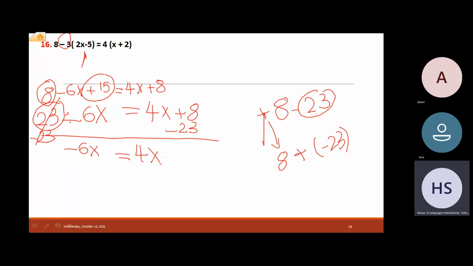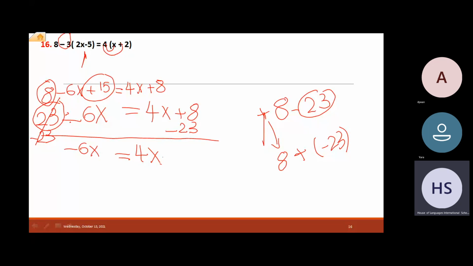So it means what? You just write the 8 as it is. Then you distribute the negative 3. You multiply negative 3 by negative 5, it's 15. You must write the signs. Then you multiply negative 3 by 2, it's negative 6x. Be careful. Negative 3 times 2. Then you multiply 4 by x. It's out of the parentheses, so you need to distribute it.